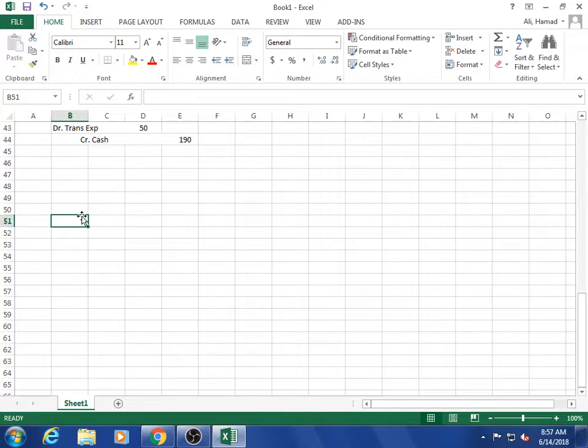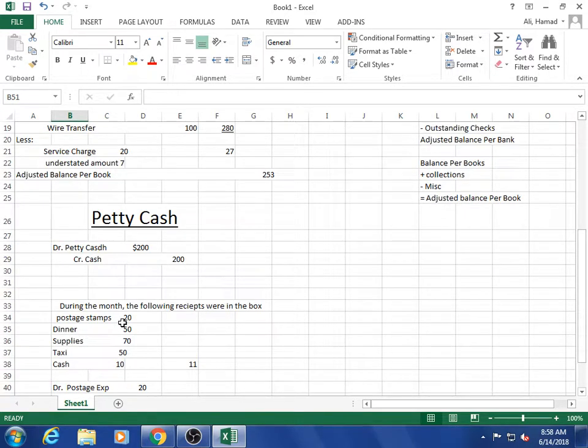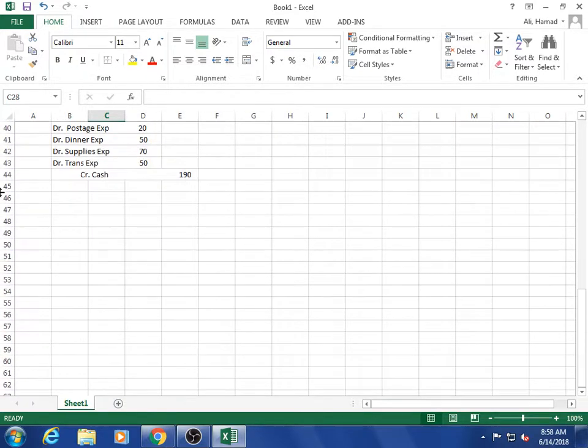So how do we prepare journal entries? Remember, first one, when we establish it, we're going to do a journal entry like this one here. So that means we're going to debit petty cash and credit cash for how much? 600. All right. So this is problem 5, page 329.